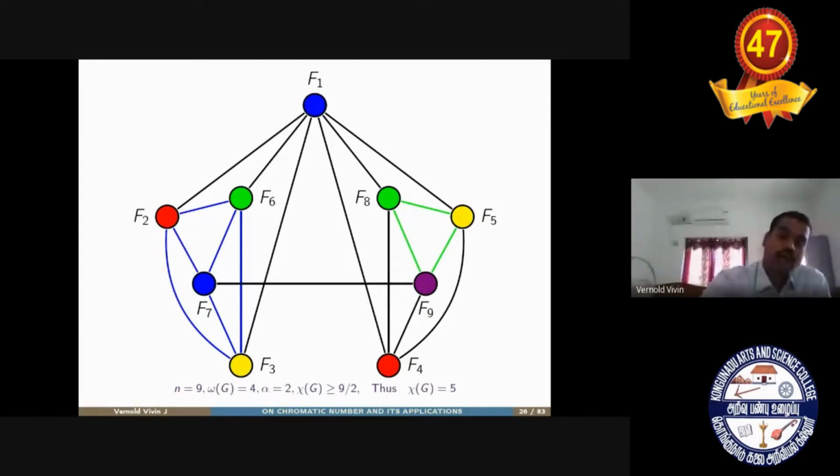So now we refer to the theorem. What is n? n is the number of vertices, which are nothing but the 9 fishes. And omega of G is the clique number, that is equal to 4. And here we are going to consider alpha of G. Alpha of G is nothing but the vertex independence number.